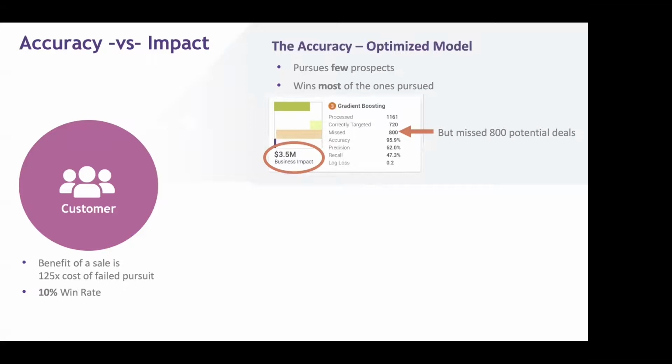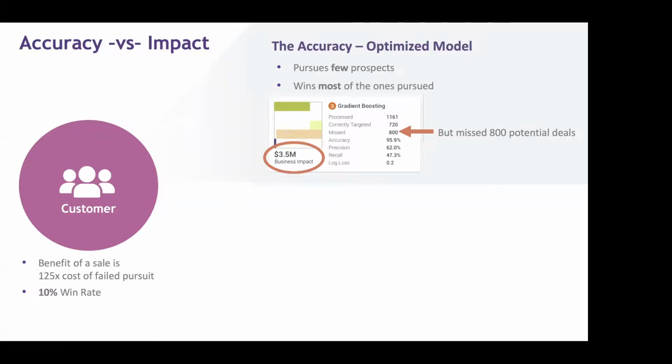So in this case, this is one that tells you to pursue 1161 customers. That's the number of customers it's telling you to pursue. And of these, it gets 720 correct. That's a fantastic number. In fact, that translates to a 95.9% accuracy rating and a log loss of 0.2. But notice that it misses 800 potential deals, and thus it only has a business benefit of 3.5 million.